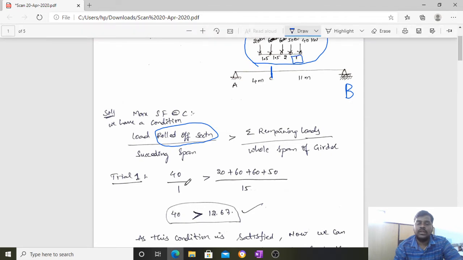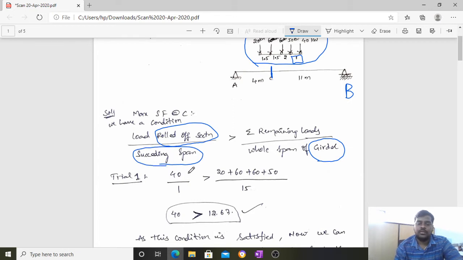So here it is written as 1 meter, must be greater than the addition of the remaining loads divided by the whole span of the girder. This is the whole span of girder, not the span of the train of loads, and here it is the succeeding span of the train of loads. Here we have to be careful.